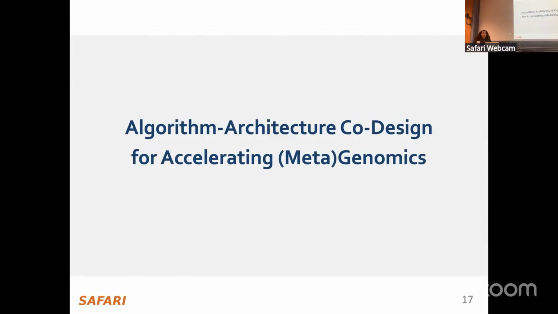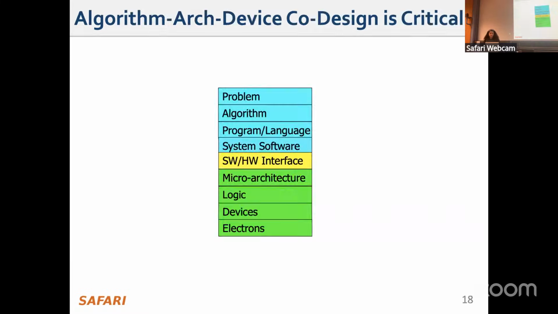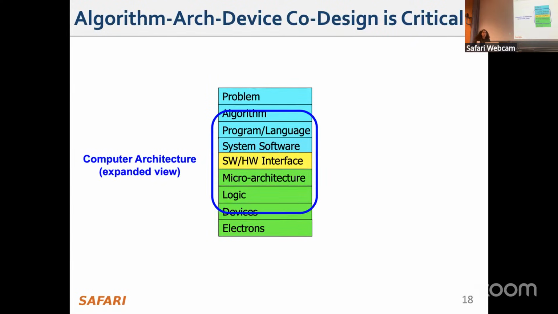So for algorithm-architecture co-design for accelerating metagenomics, I will try to motivate why that will be beneficial by talking about some high-level examples from our group and what they enabled. And after that, as I mentioned, we will go through some details by looking into some works in more detail. Okay, so you have seen this in this lecture, I assume, several times. This is the expanded view of computer architecture. We have some algorithms to work with, going down to devices.